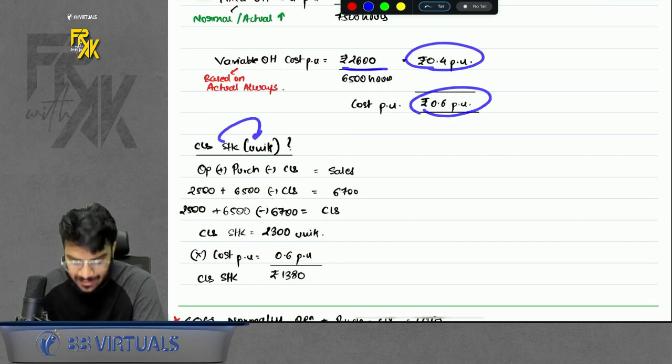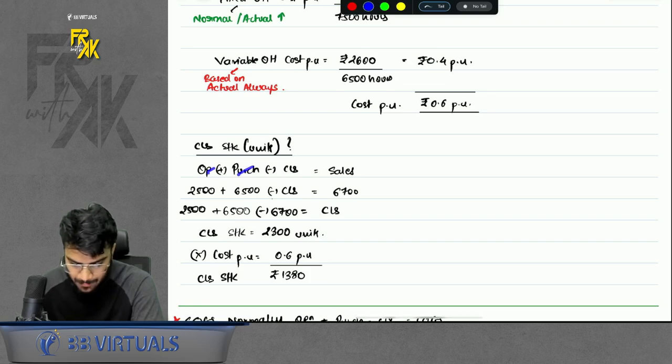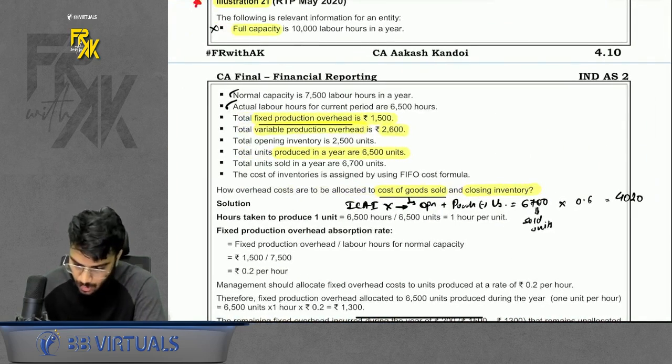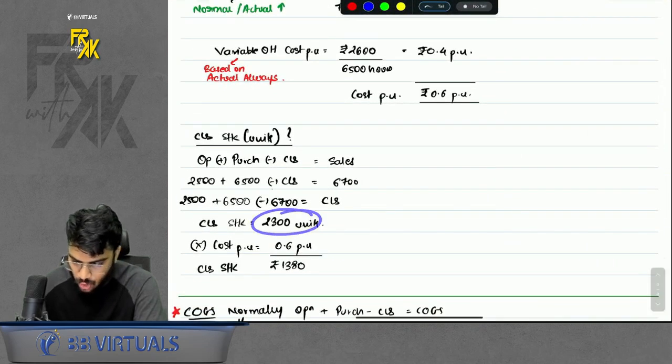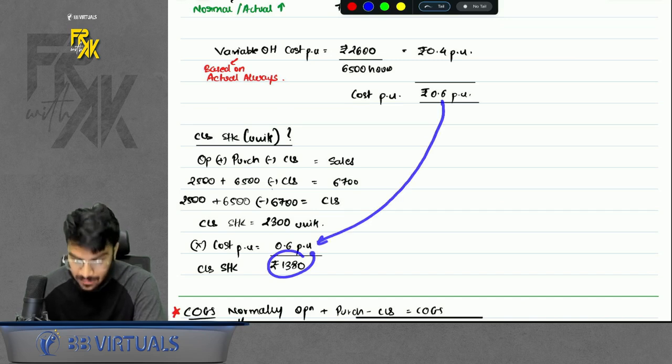Now closing stock units are missing. Apply that formula. Opening plus purchase minus closing is equal to sales. Through this formula you can get the closing stock amount. Opening is given, sorry, production is given, sales is given. Closing stock you can find with this formula. So you get 2300 units. Now the cost per unit is 0.6, so you will get this closing stock amount.